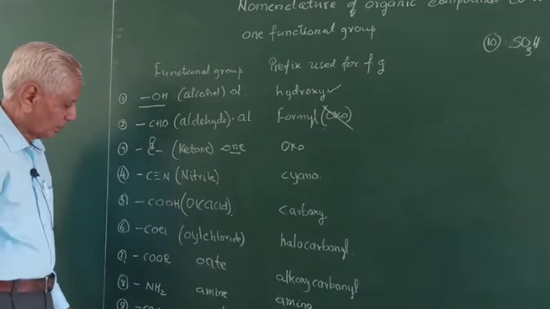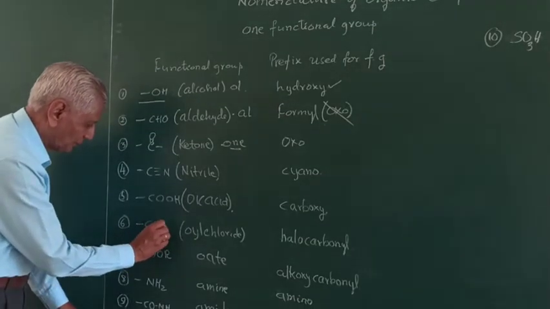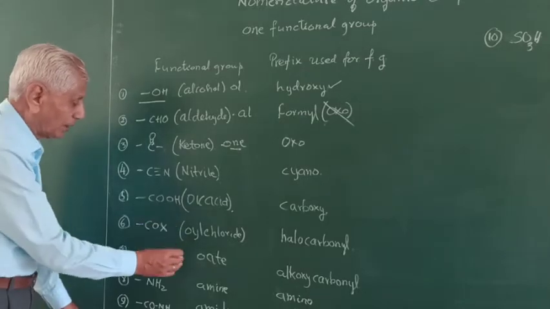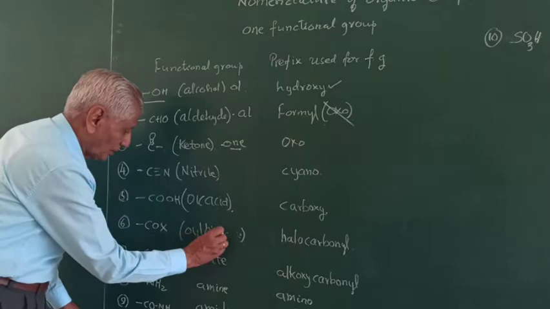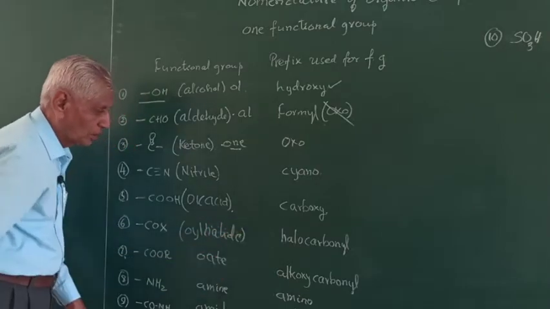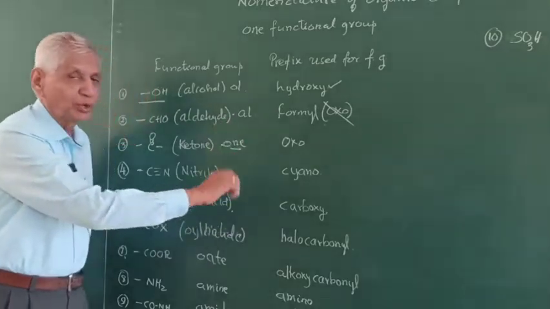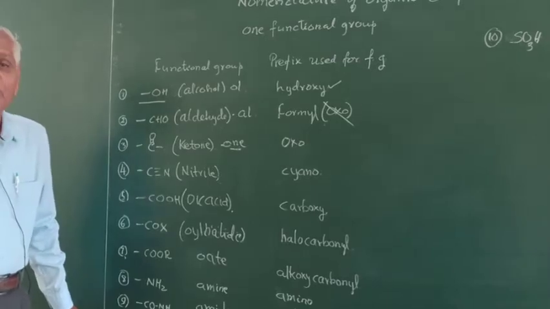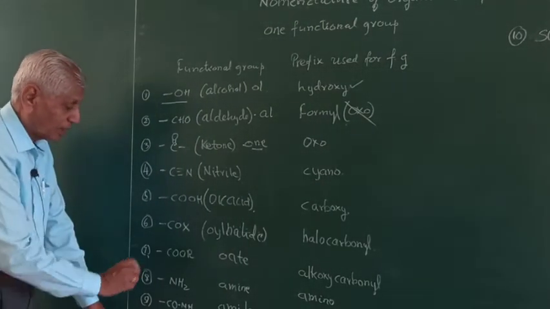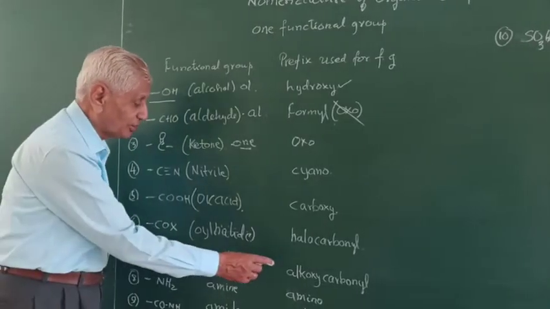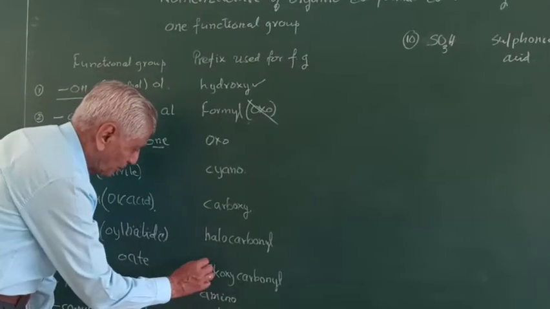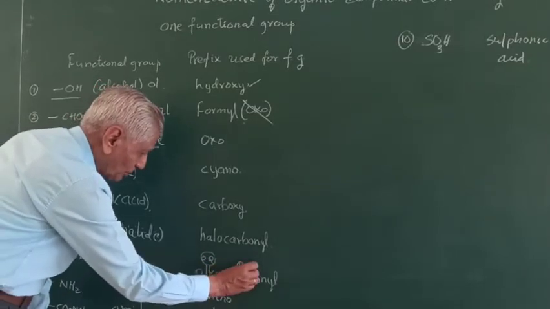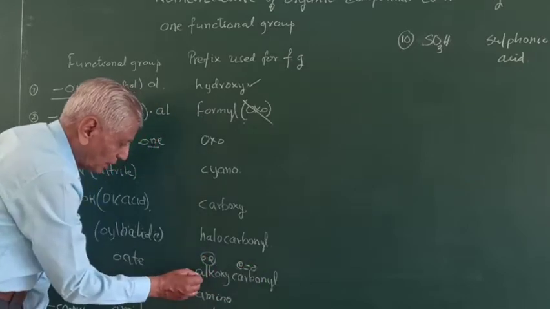COCl, or COX. Where X is either F or Cl or Br or I. Now acid halide. And that is called halocarbonyl. If the COX group is present, the prefix for this is halocarbonyl. COOR, this is called alkoxy-carbonyl. Alkoxy group is OR. Alkoxy-carbonyl is CO. So COOR is called alkoxy-carbonyl.